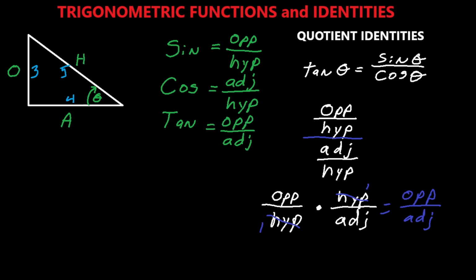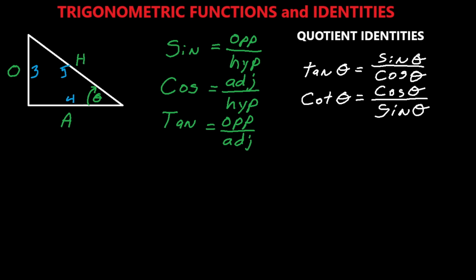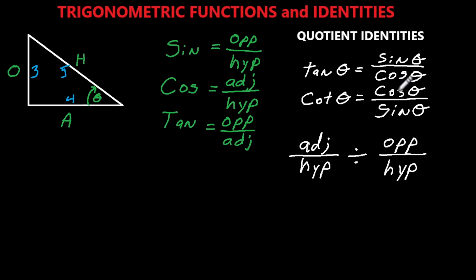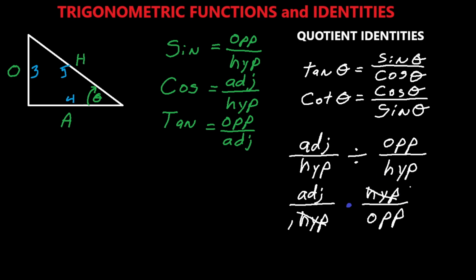Well, the same holds true for cotangent. Since cotangent theta is going to be the reciprocal, it's cosine theta divided by sine theta, written out. So we have cosine theta is adjacent over hypotenuse divided by sine theta, which is opposite over hypotenuse. Doing copy dot flip, we see that hypotenuse goes into itself once and again into itself once. So then we have adjacent over opposite.